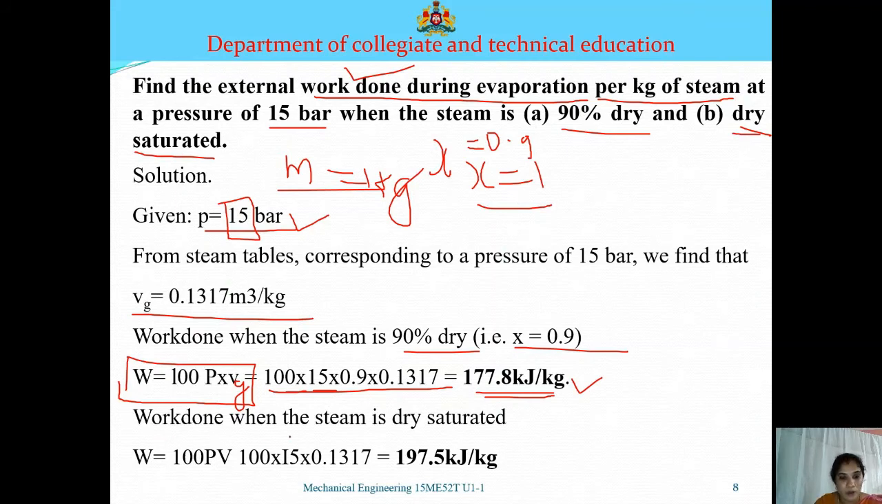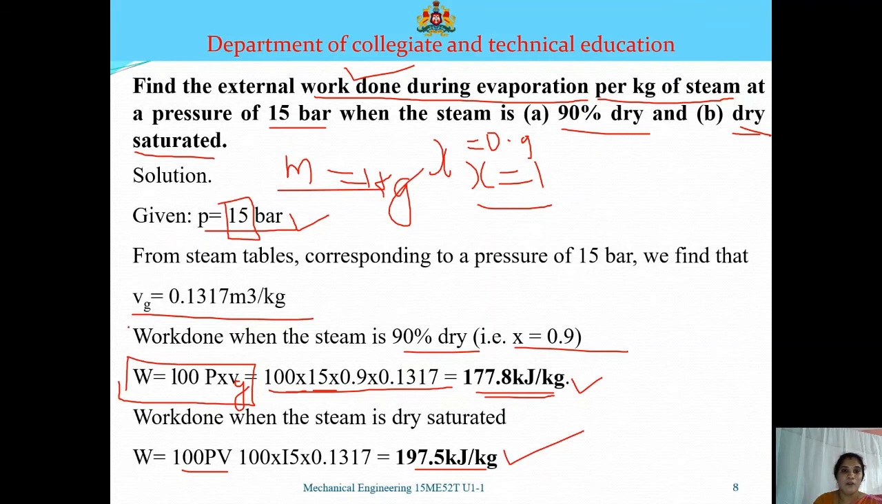The second condition they have asked is for dry saturated steam. The work done for dry saturated steam is given by 100 into P into V. So 100 into 15 into 0.1317 is equal to 197.5 kilojoules per kg. So it is a very simple and easy problem that I have solved.